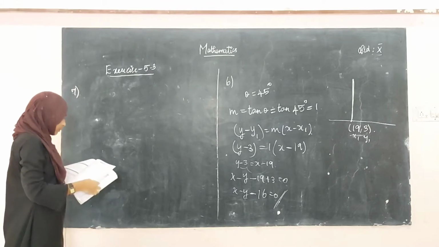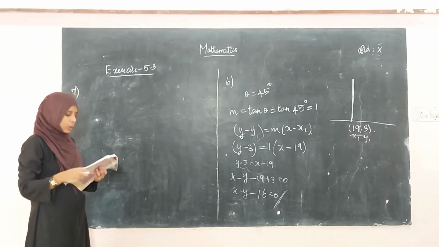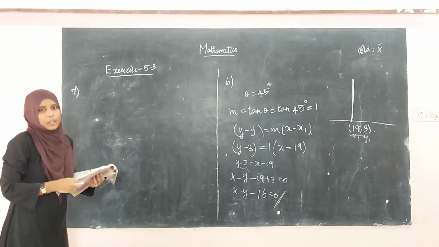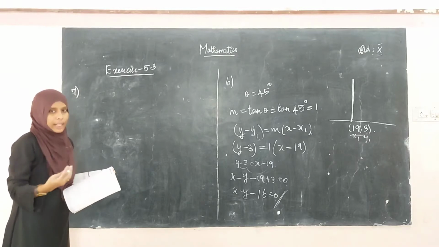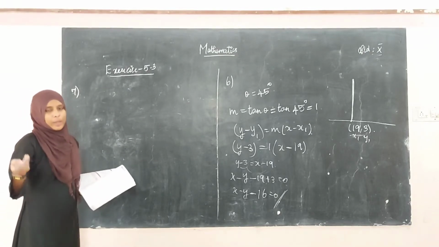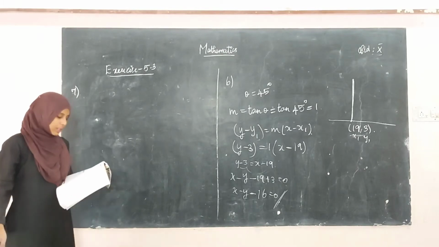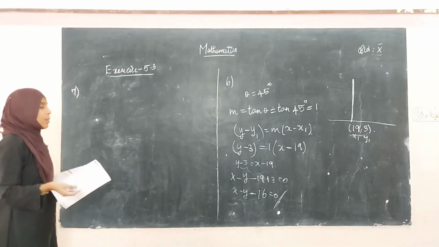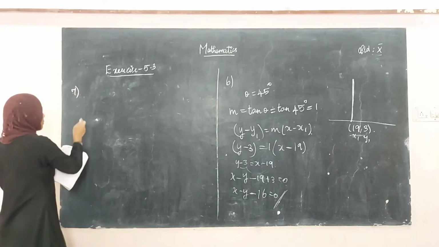Find the equation of the line through the given pair of points. In the equation of the line, they have given 2 points. What's the formula? (y minus y1) divided by (y2 minus y1) equals (x minus x1) divided by (x2 minus x1). The first subdivision is an assignment for you. I will do the second subdivision.